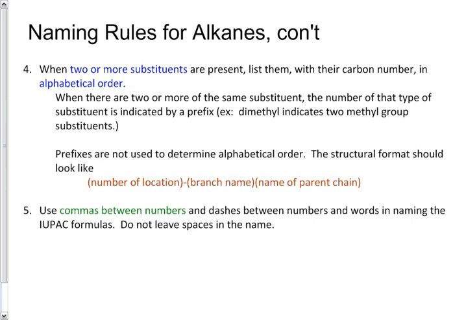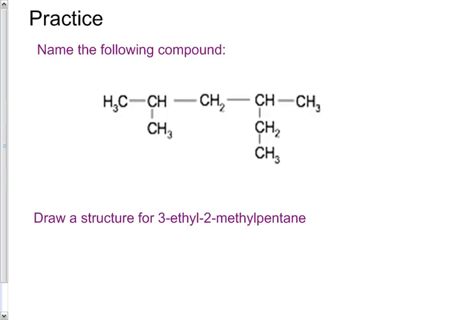If you look here at step 4 in red, it does talk about the number of the location of the branch or substituent, and the name of the parent chain. And just as convention, we generally use commas between numbers and dashes between numbers and words in properly naming a compound. I'll show you exactly what we mean by doing a practice example.